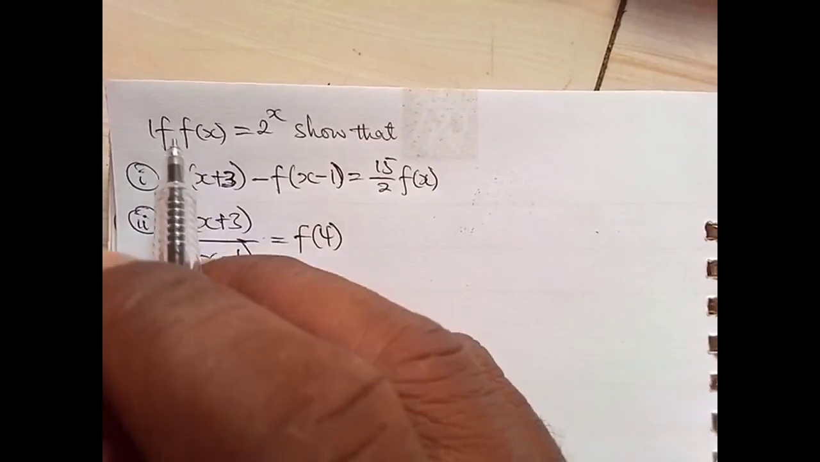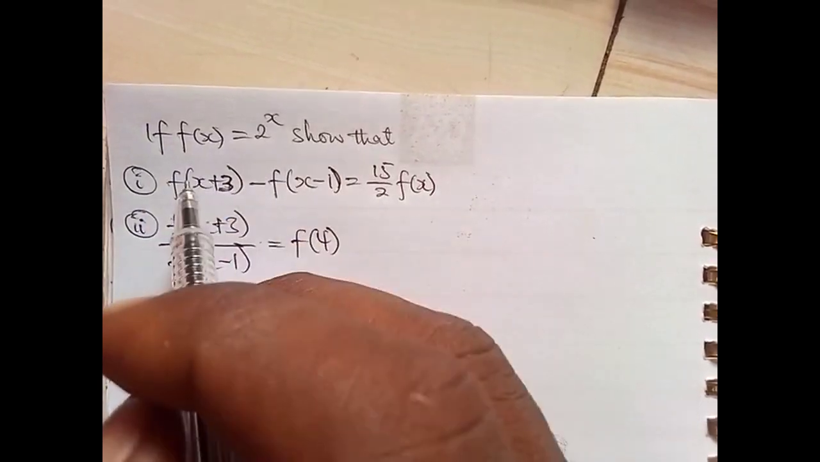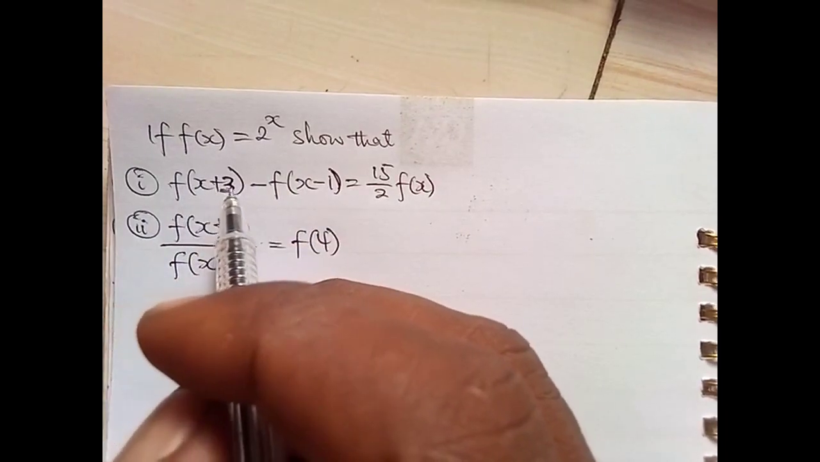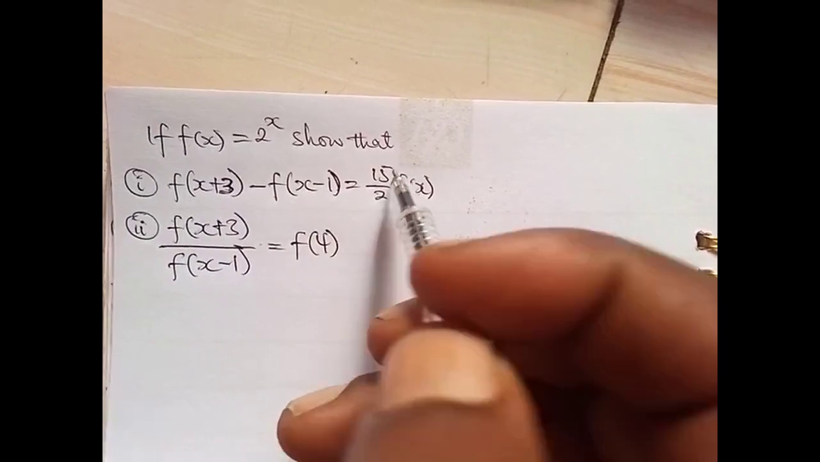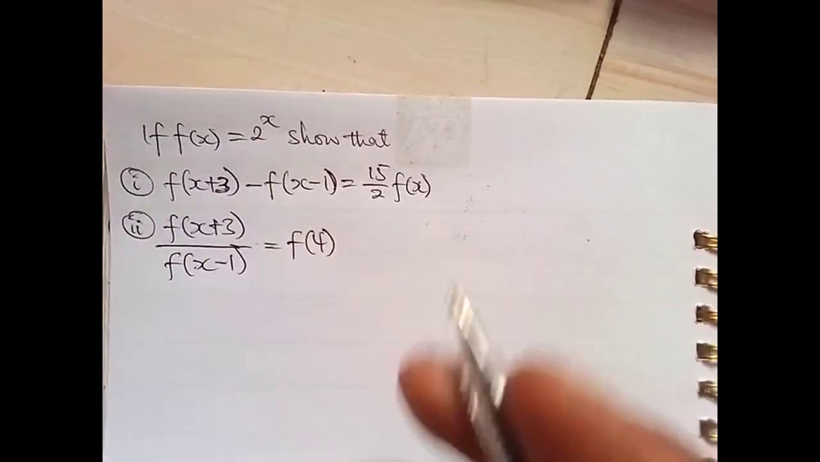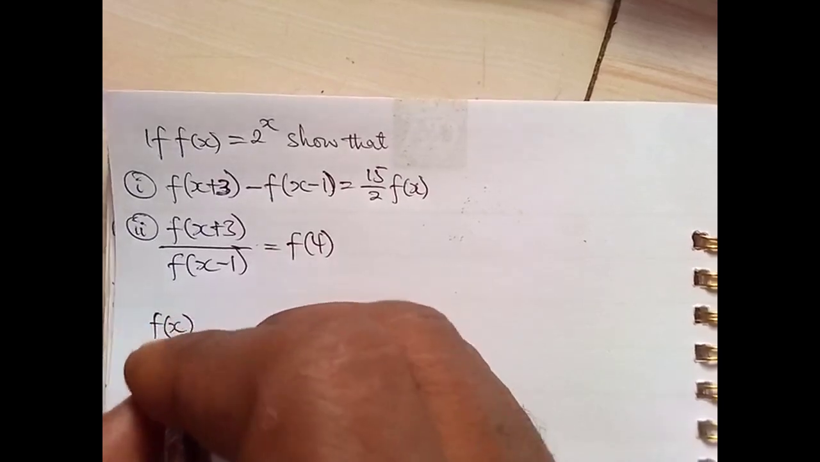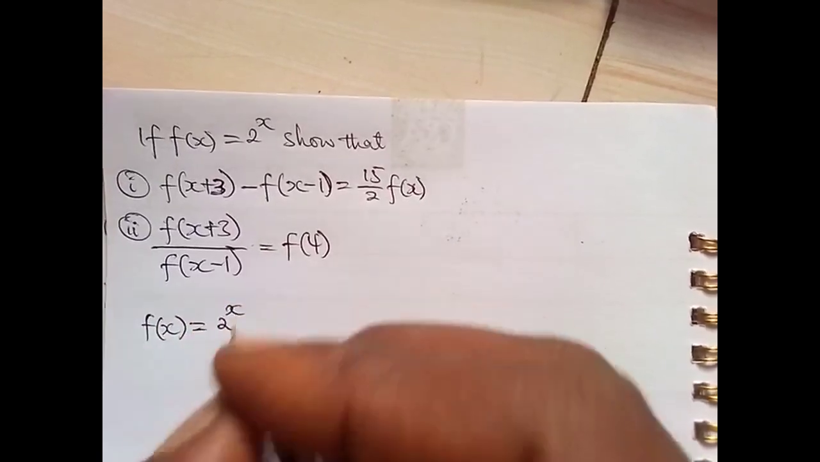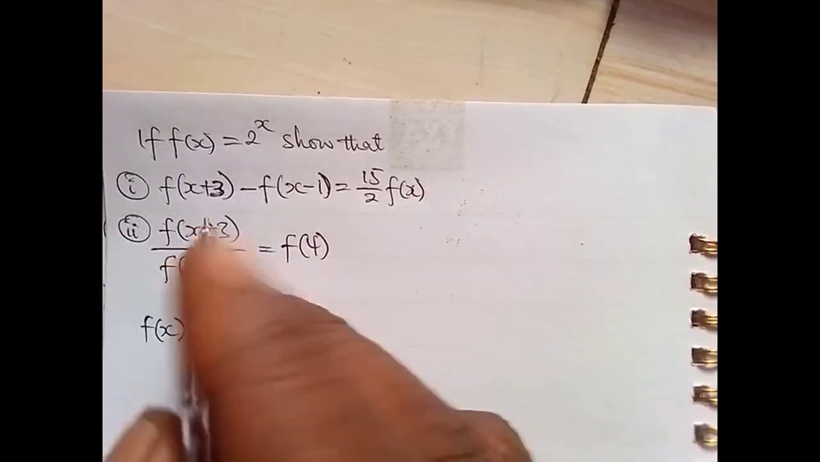This question says, if f of x equals 2 raised to the power x, show that f of x plus 3 minus f of x minus 1 equals 15 over 2 f of x. That's the first one. Let's look at it. Now, the function we're looking at is that f of x is the same thing as 2 raised to the power x. Having noted that, let's pick the left hand side, the first one.